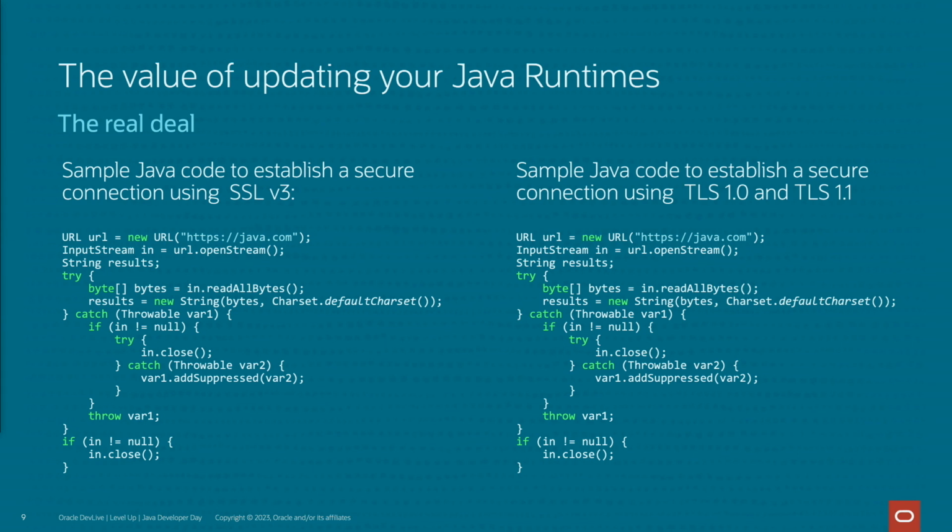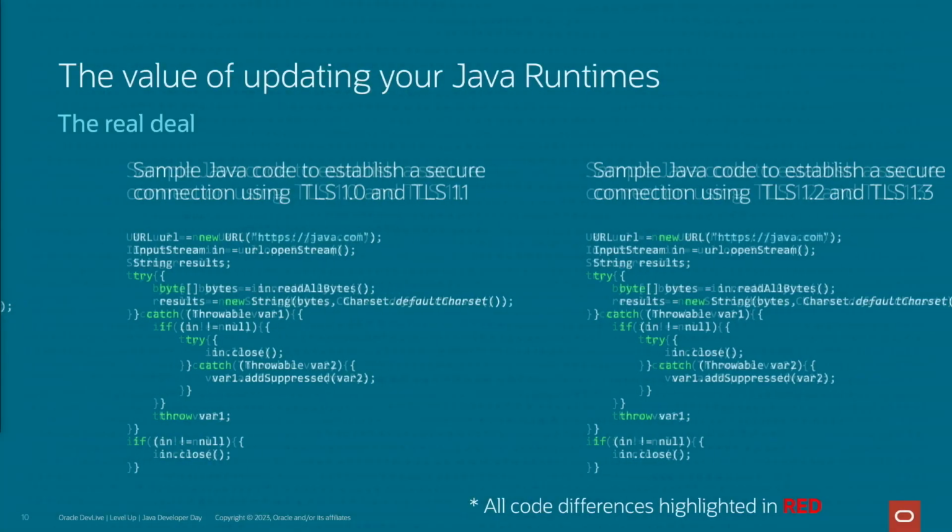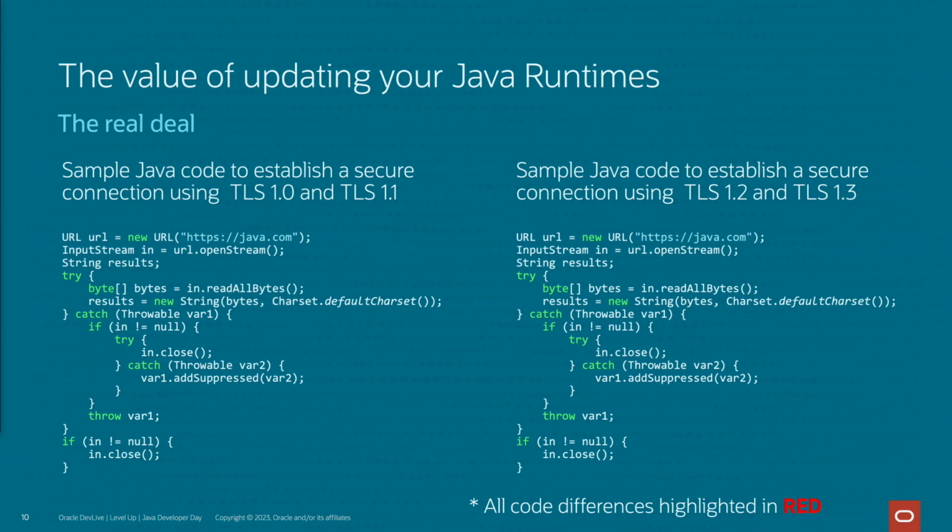Can anybody spot the differences there? Let me help you out by highlighting them in red. There's no difference. It's the exact same code. So your application, as written to use SSL v3, now is running TLS 1.0. And sure enough, April of 2021, we disabled TLS 1.0 and TLS 1.1, and guess what? Now you have to update your code to use TLS 1.3. And this is what I meant, right?